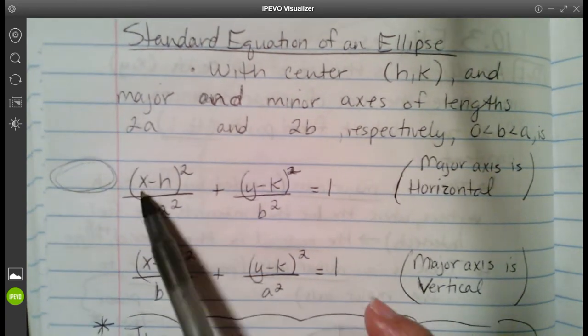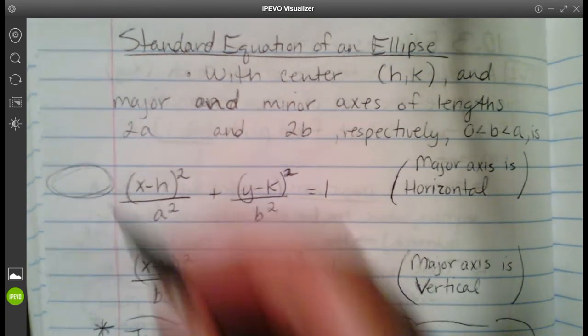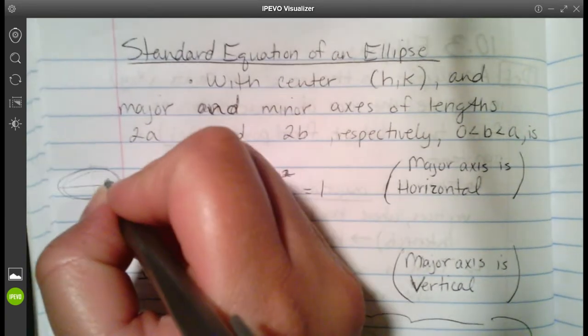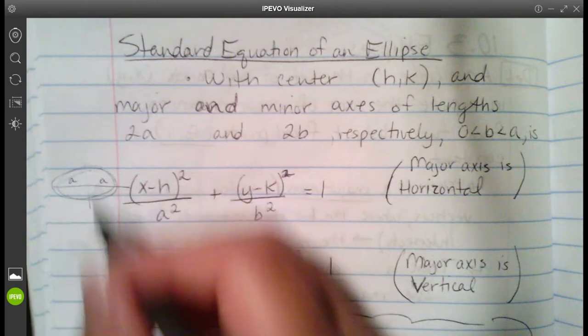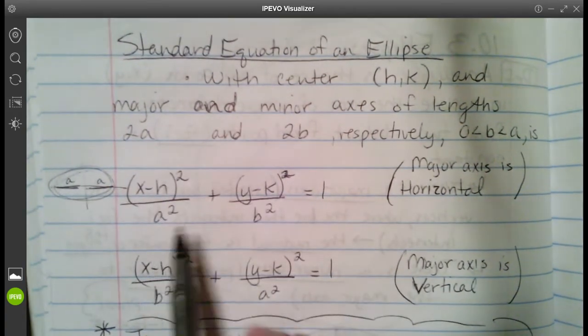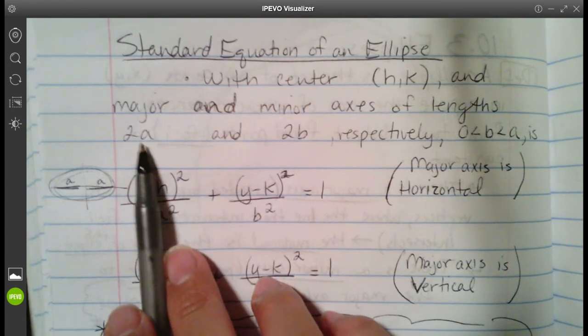Now I'm going to show you some pictures of what that looks like. Basically, if this was my ellipse right here, this piece right here represents a, and this piece right here represents a. So we have one a plus another a is 2a, and that's where this distance 2a comes from.